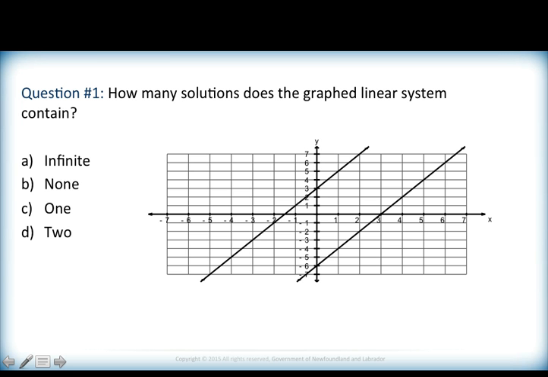So here, if we look, we have parallel lines. They will never intersect or cross over each other. They have the same slope, but different y-intercept. Therefore, we have no solution. There will be no point of intersection.